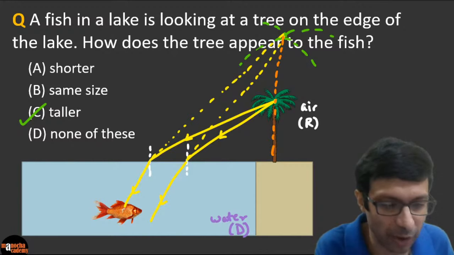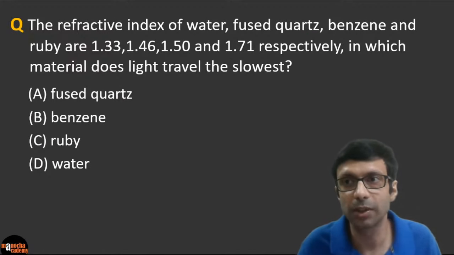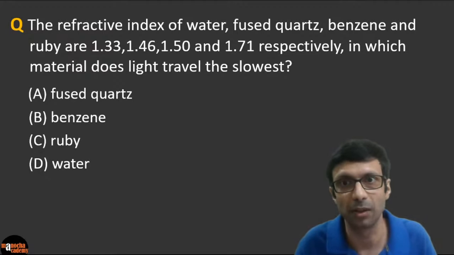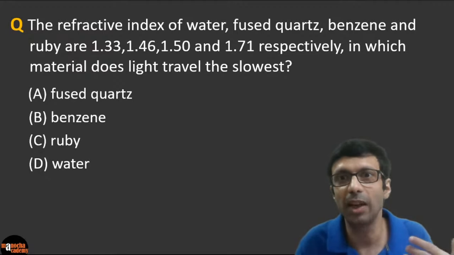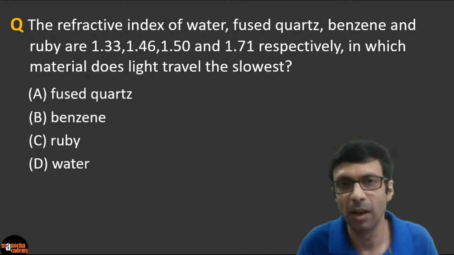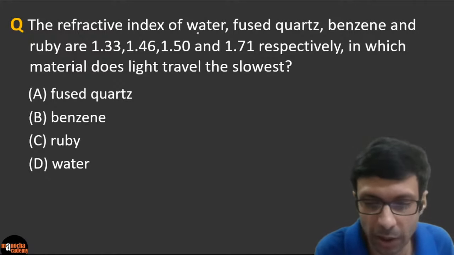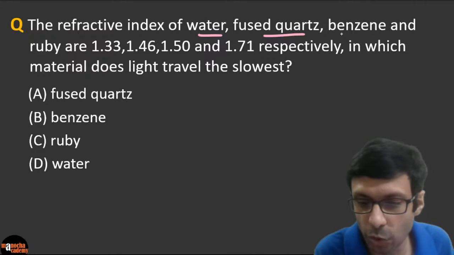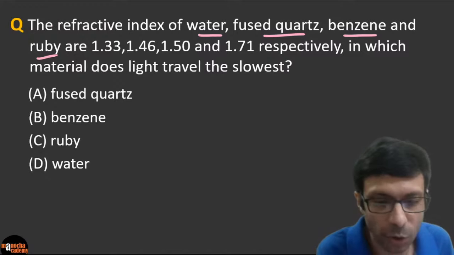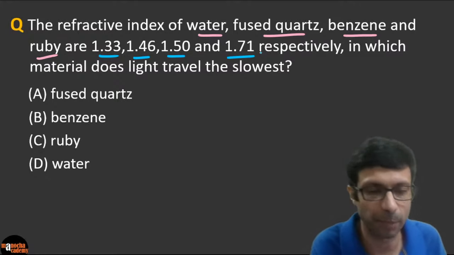Let's go to our next question here. The refractive index of water, fused quartz, benzene, and ruby are given as shown here, right? 1.33, 1.46, 1.5, and 1.71 respectively. In which material does the light travel the slowest? So you have been given some refractive index values here for water, fused quartz, benzene, and ruby. And you can see, guys, the values are written 1.33, 1.46, 1.5, and 1.71 respectively.